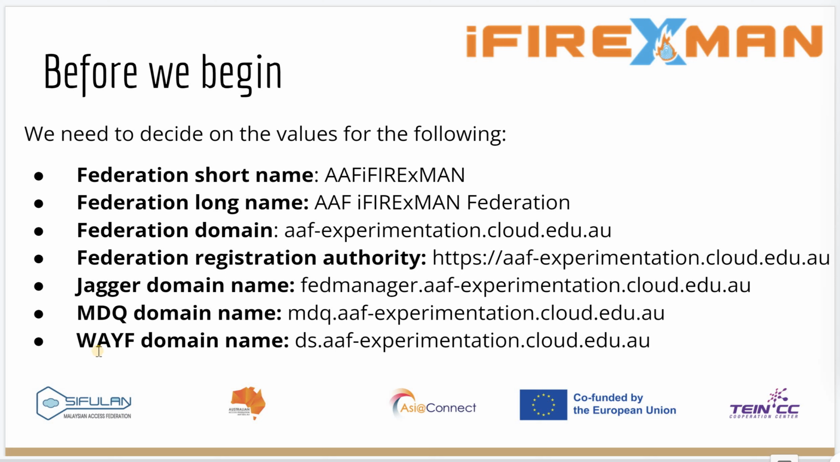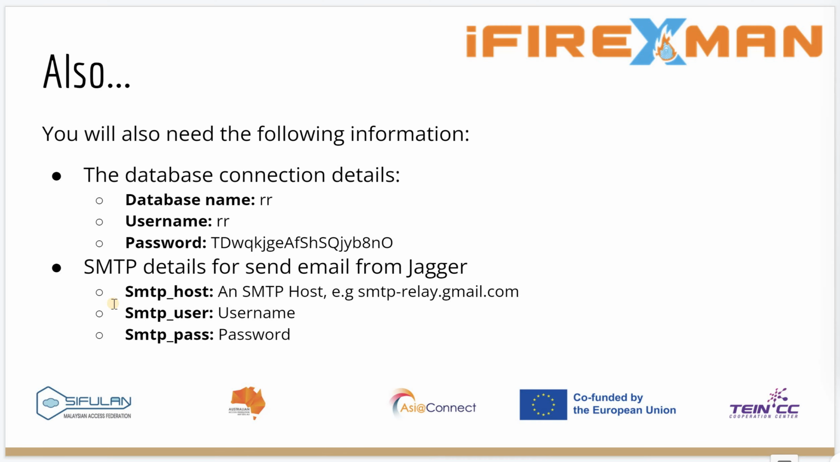The Jagger domain name, fedmanager.aaf-experimentation.cloud.edu.au. The metadata query domain name, mdq.aaf-experimentation.cloud.edu.au. And finally, the WAYF domain name, ds.aaf-experimentation.cloud.edu.au. You'll need to come up with your own names for your specific federation. Also, we will need the following information.